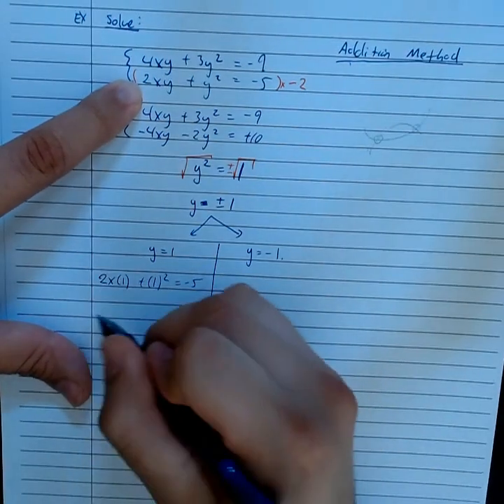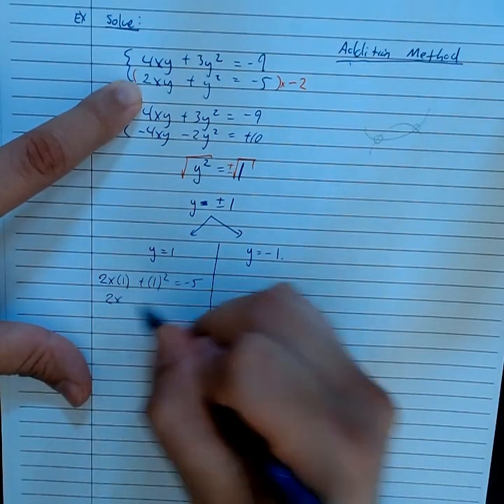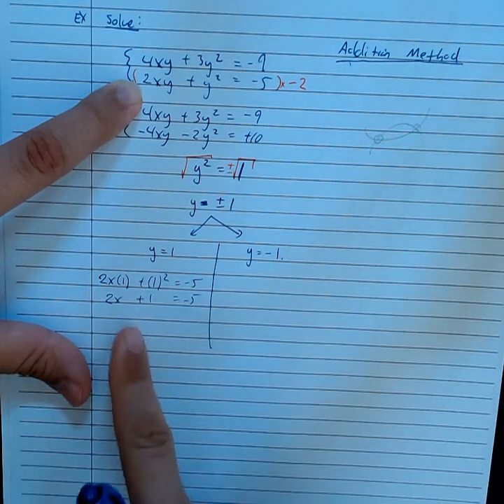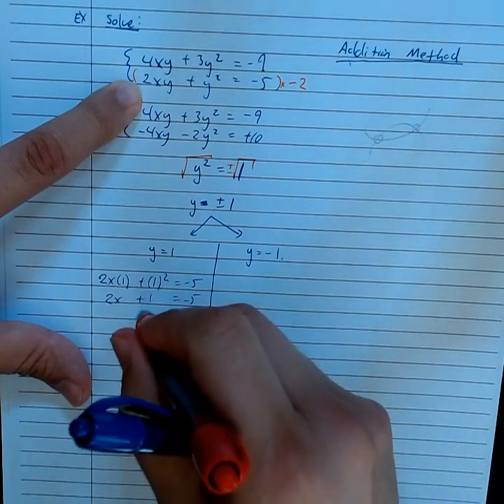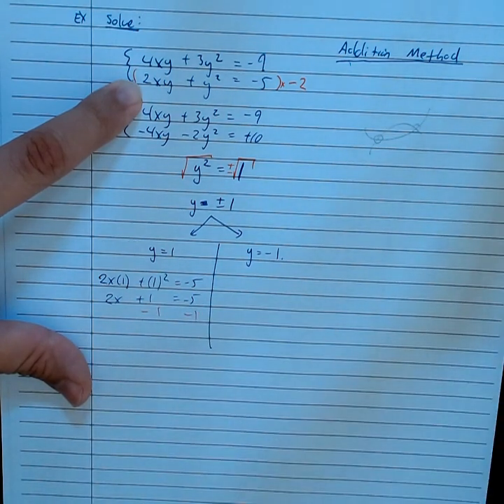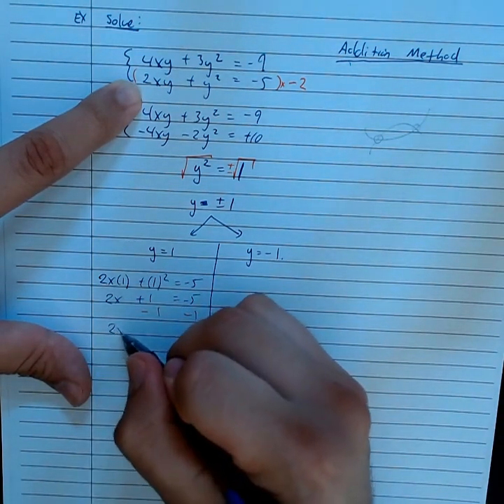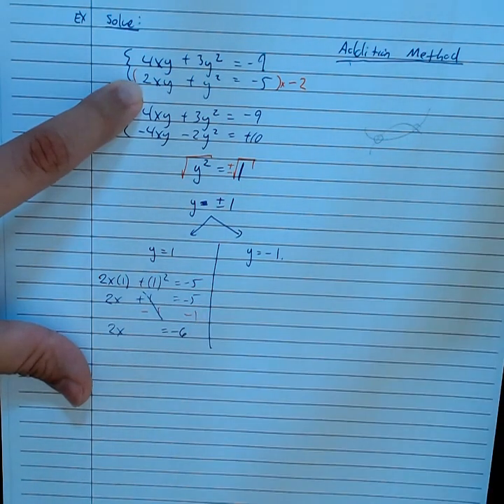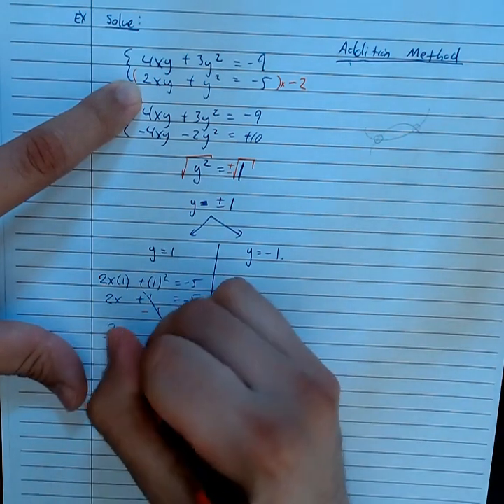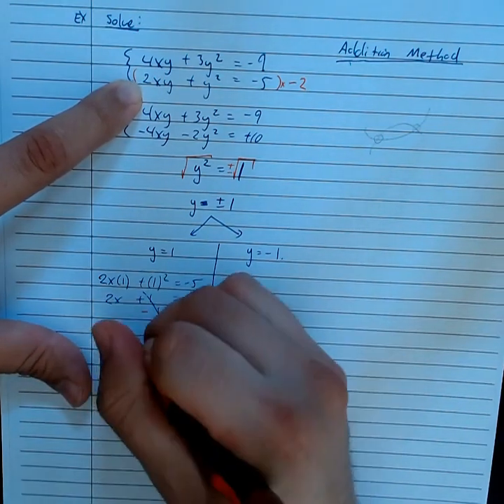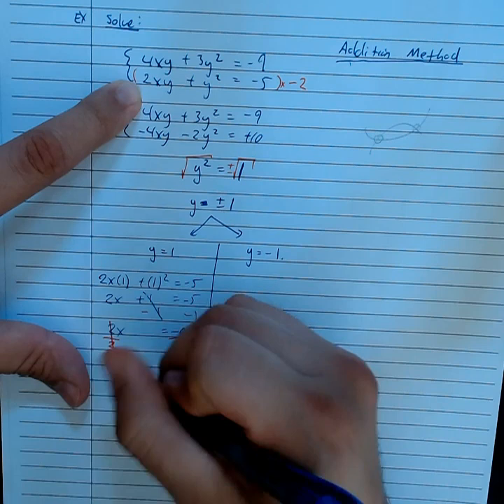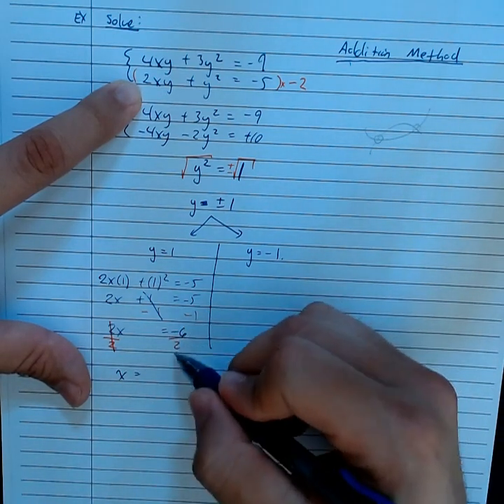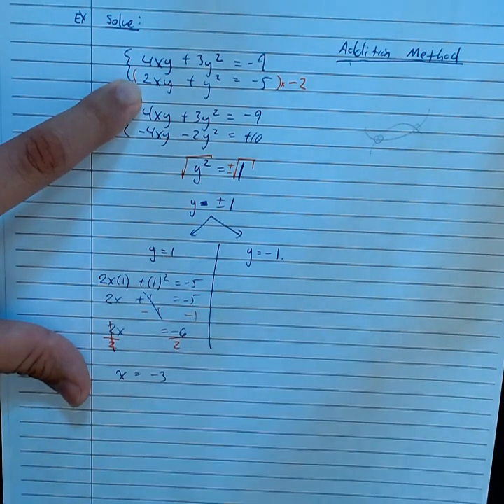Well, 2 times x times 1 is 2x. 1 squared is 1. I could now subtract 1 from both sides here, and that'll give me 2x. These are gone. Negative 5 minus 1 is negative 6. And now if I divide on both sides by that 2, that gives me y equals negative 6 divided by 2 is negative 3.